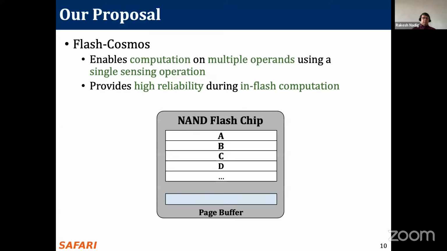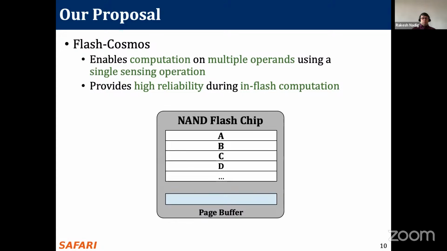So let's look at a glimpse of how our proposal looks. In Flash Cosmos, we enable computation on multiple operands using a single sensing operation. And Flash Cosmos also provides high reliability during in-flash computation.